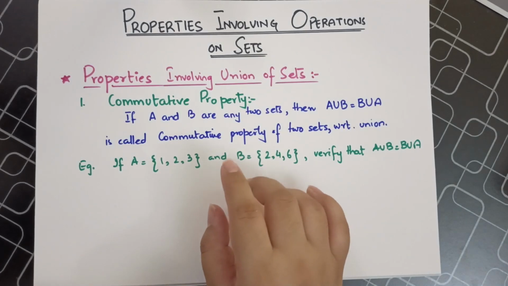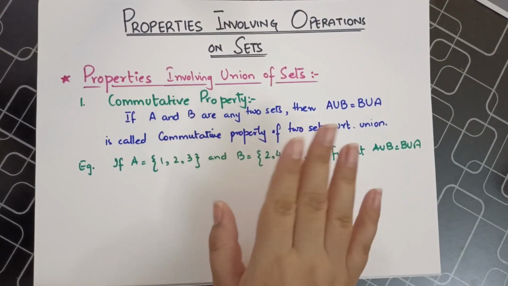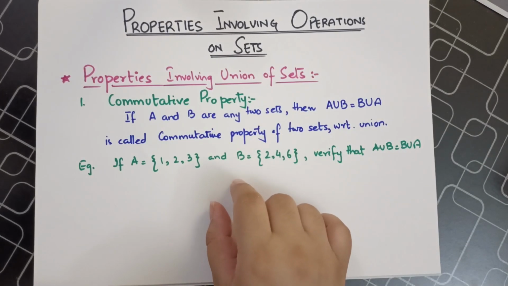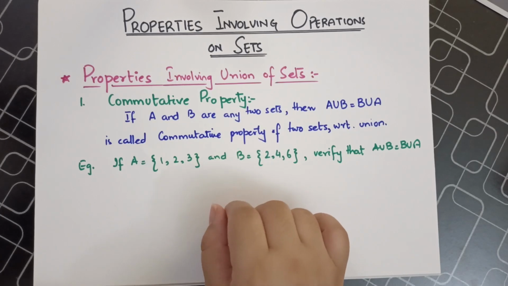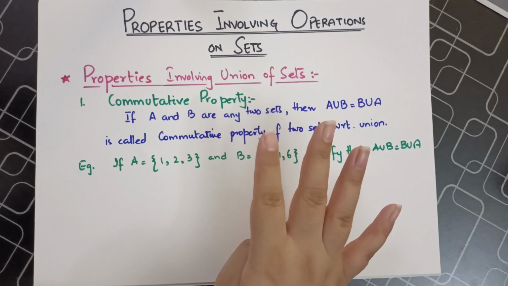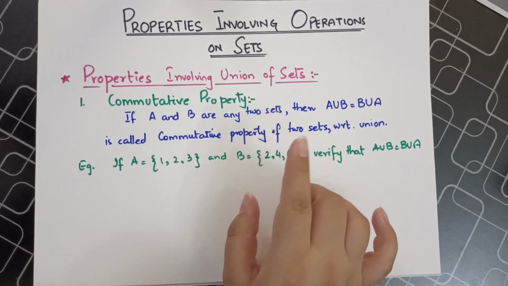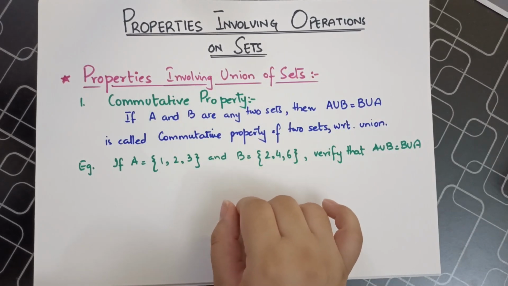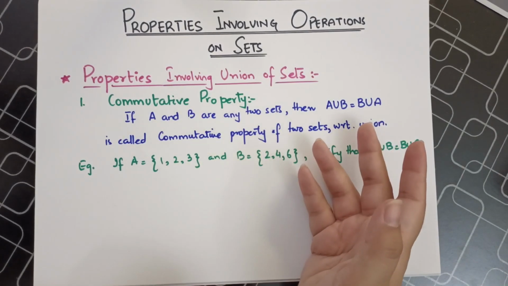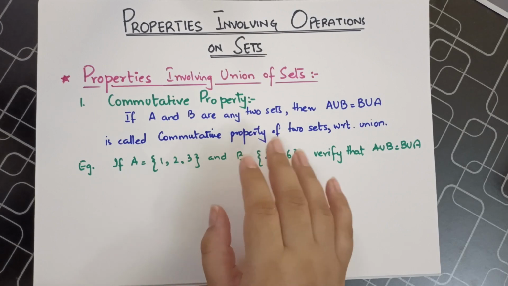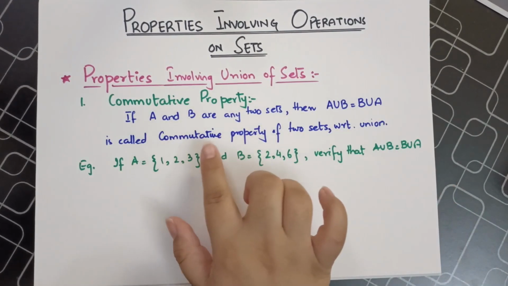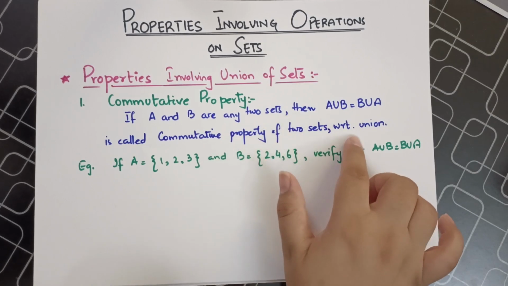So today we're going to talk about the properties on each of these operations, right? The first one we're going to discuss is the union. There are going to be three properties and we are going to prove each one of them for each operation. The first one is the commutative property with respect to union. Now, if A and B are any two sets, then A union B is equal to B union A. It is called the commutative property of two sets with respect to union.